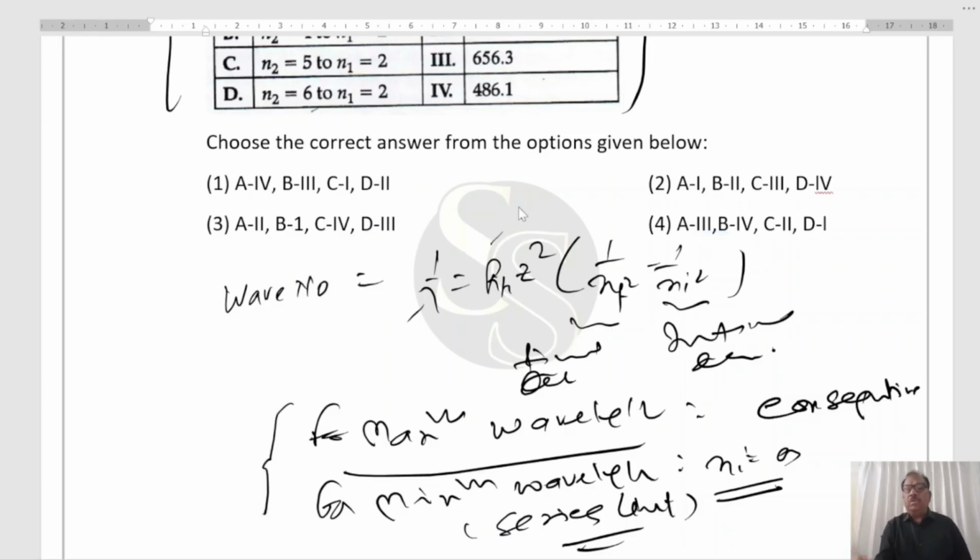Now, this is a constant. This is the atomic number, for hydrogen this is 1. This is the wavelength, right? Now, in this case, n equal to 2 is Balmer series, and n equal to 1 is Lyman series, right?